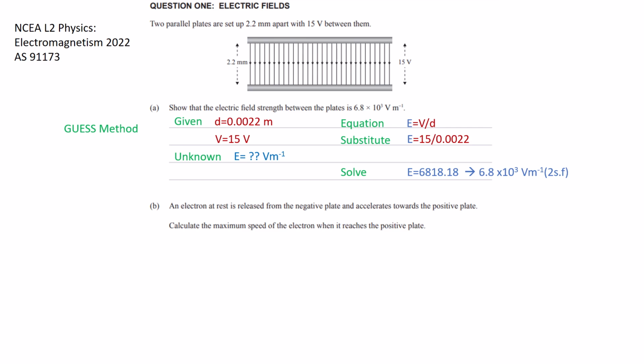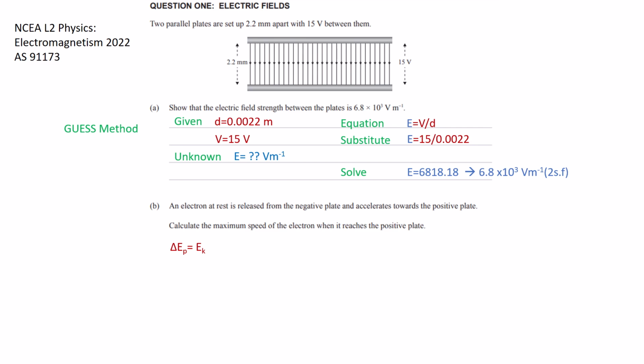Next up, we're looking at an electron that is at rest initially, and it's accelerating towards the positive plate. And we're asked to calculate the maximum speed of the electron when it reaches the positive plate. This is a classic style of question that you might see, and it fundamentally requires you to equate the change in electrical potential energy with the gain in kinetic energy of the charge.